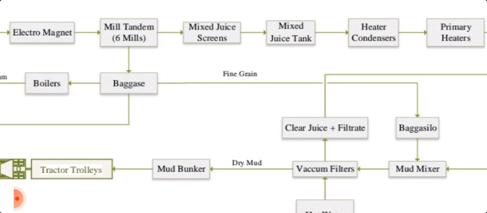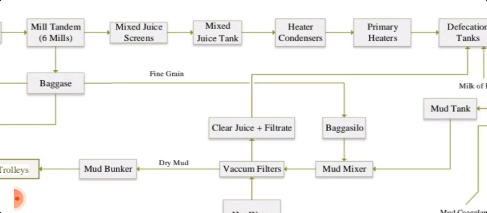From the mixed juice screens, juice goes to the mixed juice tank. Here the mixed juice from the six mills, which we have already collected, goes to the mixed juice tank, and from this tank juice goes to the heater condensers. These heaters are operated on condenser last vapors of the evaporators. This will raise the temperature of the juice.